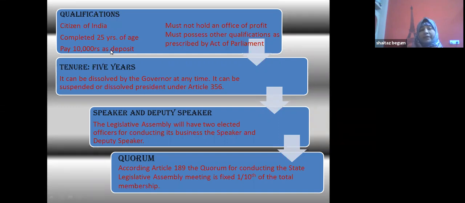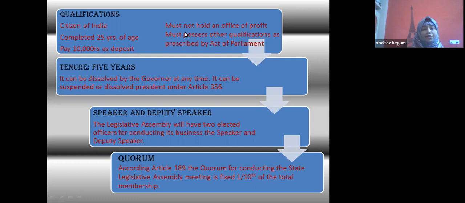So that is why this deposit is demanded from the contesting candidates by the Election Commission. The candidate must not hold an office of profit either in the state government or the central government. The candidate is barred from holding an office of profit, that means for financial benefits or any other benefits.